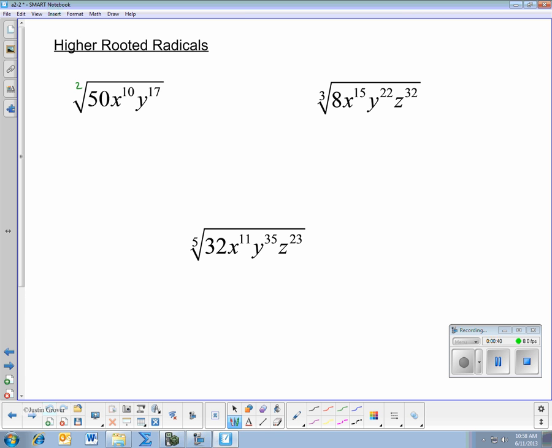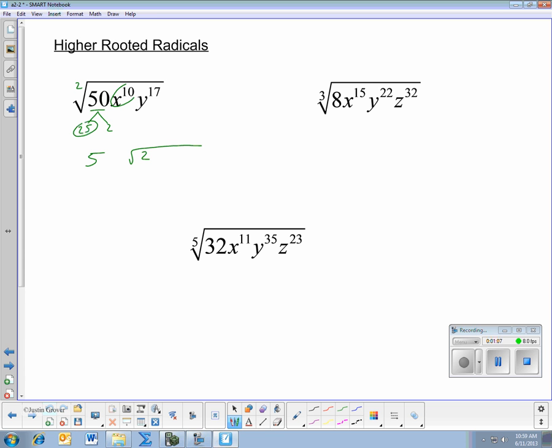So let's simplify this. Square root of 50. Now 50 is not a rational rooted number, so we're going to have to simplify it to two numbers that multiply to it, but one of those two factors needs to be a square, like 4, 9, 16, or 25. In this case, 25 and 2. And so that will end up as a 5 with a 2 left inside the radical.